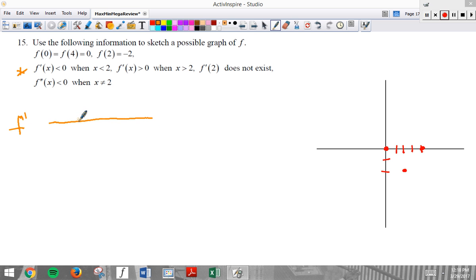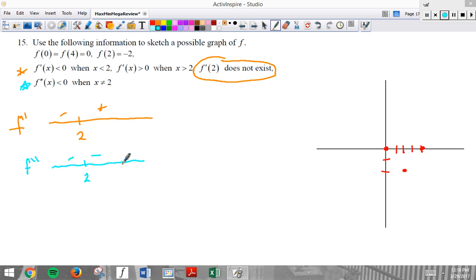So it's saying something interesting is happening at 2. And this is going to be important. So it's negative over here, and it's positive over here. And then it's bad here. Something bad happens there. And f double prime, using this information, is always negative. There's a problem at 2.